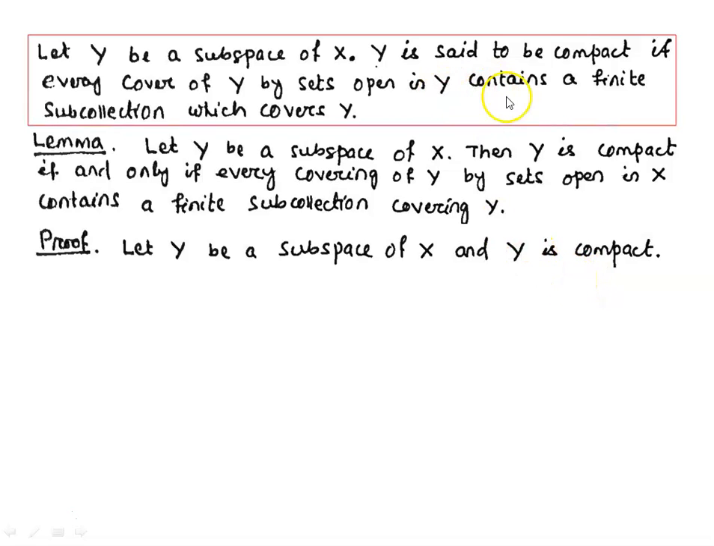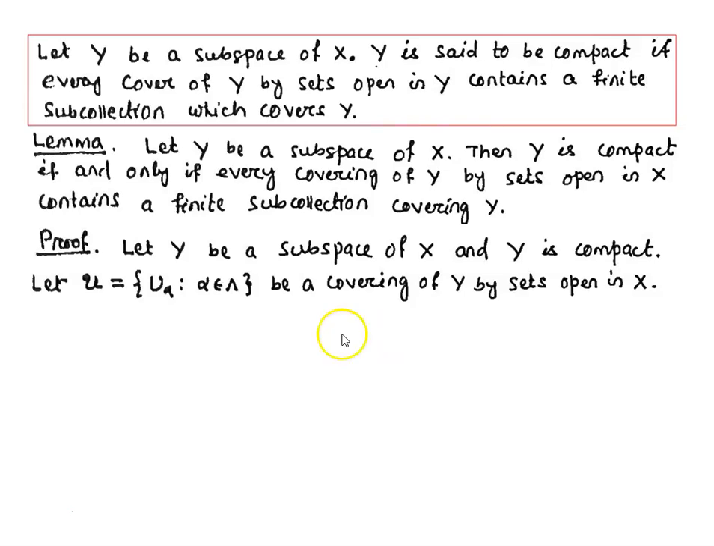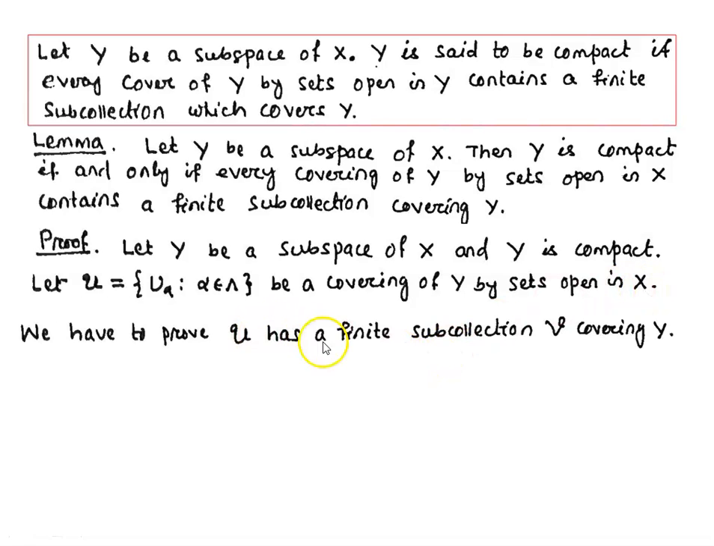Let Y be a subspace of X and Y is compact. As per the definition, every open cover of Y by sets open in Y contains a finite subcollection that covers Y. Now we have to prove that every covering of Y by sets open in X contains a finite subcollection covering Y. Let U be an open covering of Y by sets open in X. We have to prove that U has a finite subcollection V which covers Y.